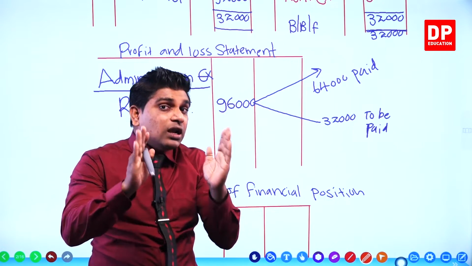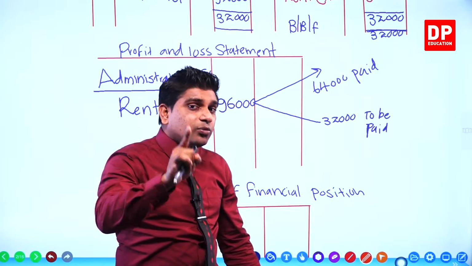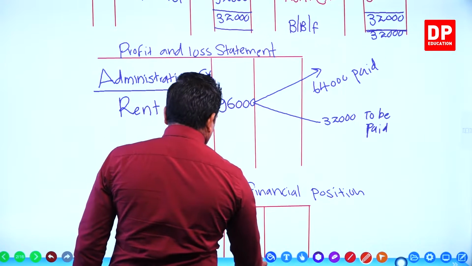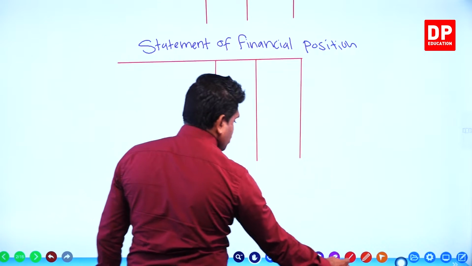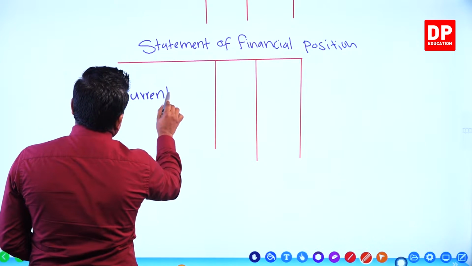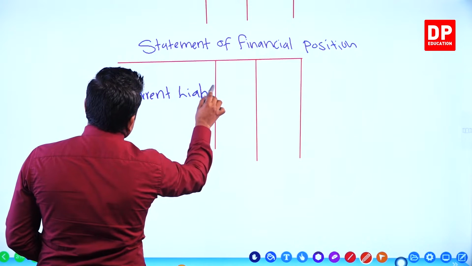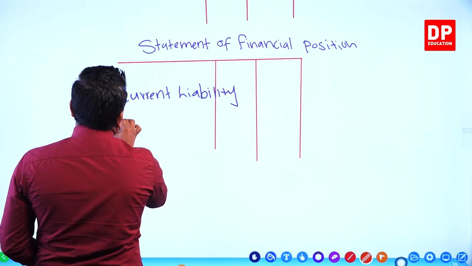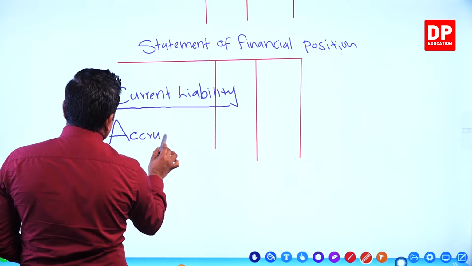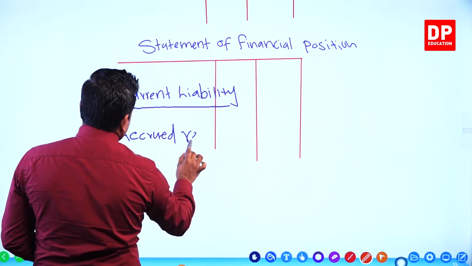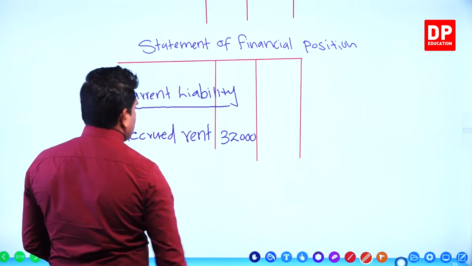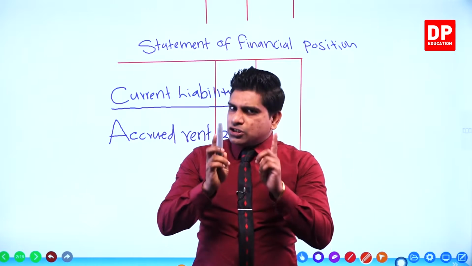The total amount you write in the profit and loss statement. Only the to-be-paid expense, which means 32,000, we write in the statement of financial position under the current liability. You see this is the area of the current liability. What do we write here? Accrued expense. Accrued rent. How much? 32,000. This is the way. I think you understood well.